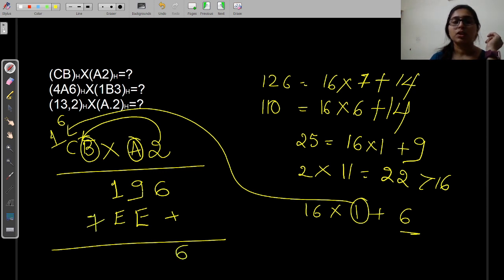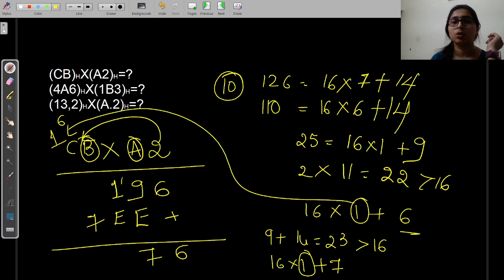So add it now. 9 plus 14, 23. Once again, it is greater than 16. So what can I write? 16 ones are 16 plus 7. So 7, and this is the carry. I will take it as carry. 2 plus 14, 16. 16 is represented as 1 0. So write 0, 1 carry, 8.